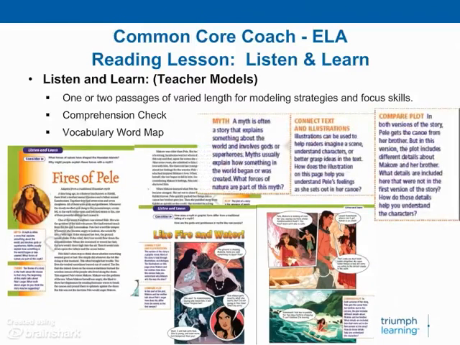Notice the sidebar features within the modeling phase. Students have their books and they read along and follow as the teacher is modeling and introducing the important focus skills and strategies that you see here.